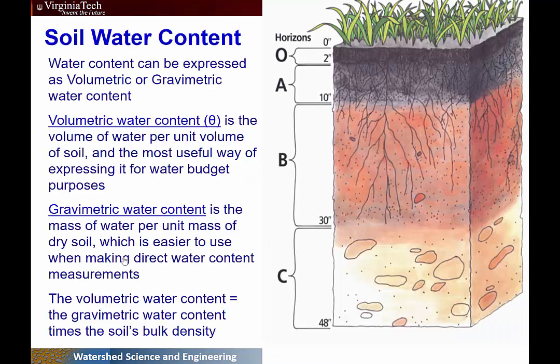So the soil-water content. Water content can be expressed in two ways, as a volumetric or as a gravimetric moisture content. So the volumetric water content of the soil is the volume of water per unit volume of soil. And generally it's the most useful way of expressing water if you're thinking about a water budget for a given field or watershed or something like that. Gravimetric water content is the mass of water per unit mass of dry soil. And this would be easier to use when you're making direct water content measurements. So if you wanted to go out in the field and estimate your water content, that's probably the one you would end up using. And they're related. So the volumetric water content equals the gravimetric moisture content times the soil's bulk density.